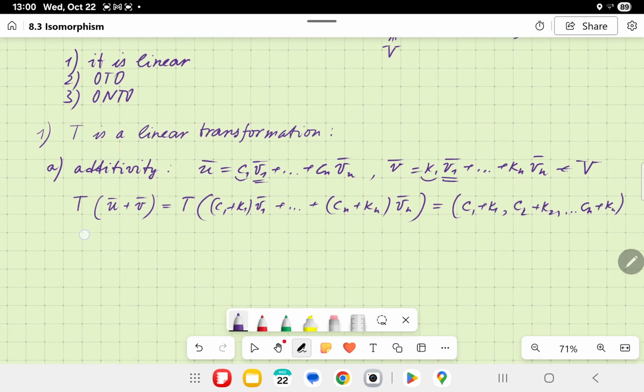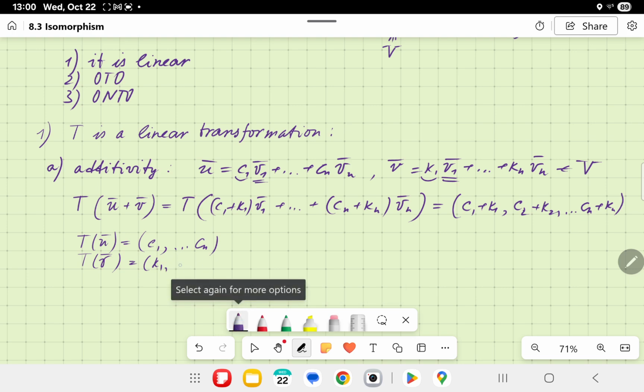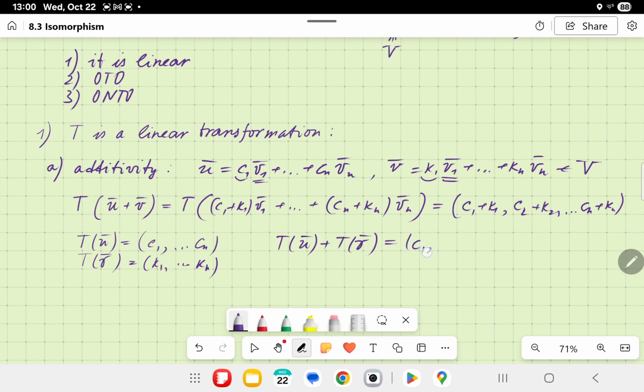Now, what is going to be the transformation of u? Transformation of u is (c1, ..., cn), right? Transformation of v, according to my rule, is (k1, ..., kn). So the sum of these transformations, transformation of u plus transformation of v, is going to be just the sum of the coordinates: (c1, ..., cn) plus (k1, ..., kn).